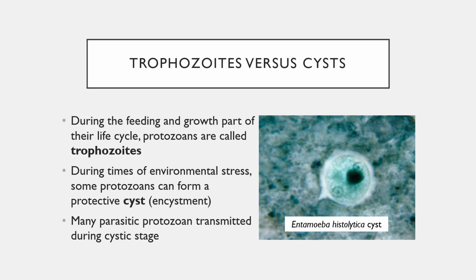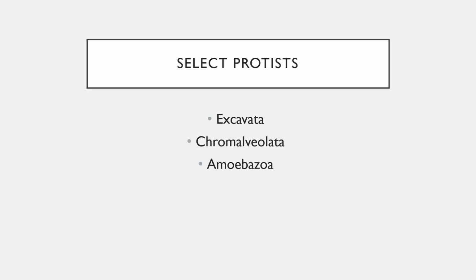So now let's move on to taking a look at those three supergroups of protists that we were going to narrow our focus to because they include some parasitic members. And those are Excavata, Chromalveolata, and Amoebozoa. We'll take a look at these one by one.